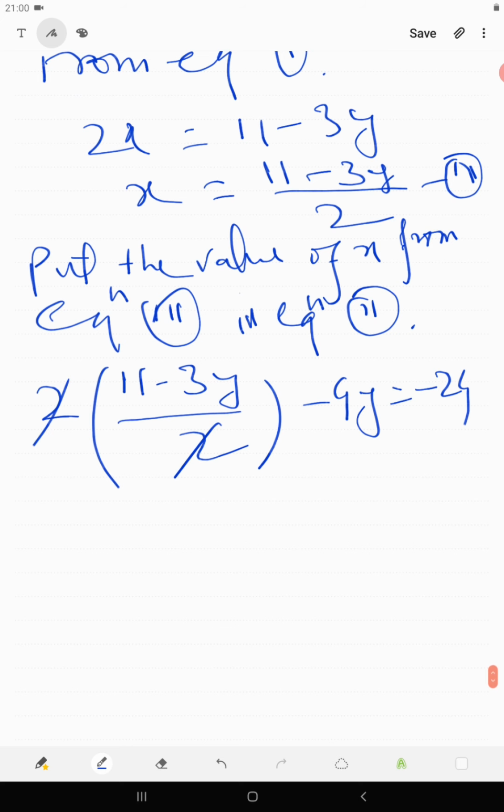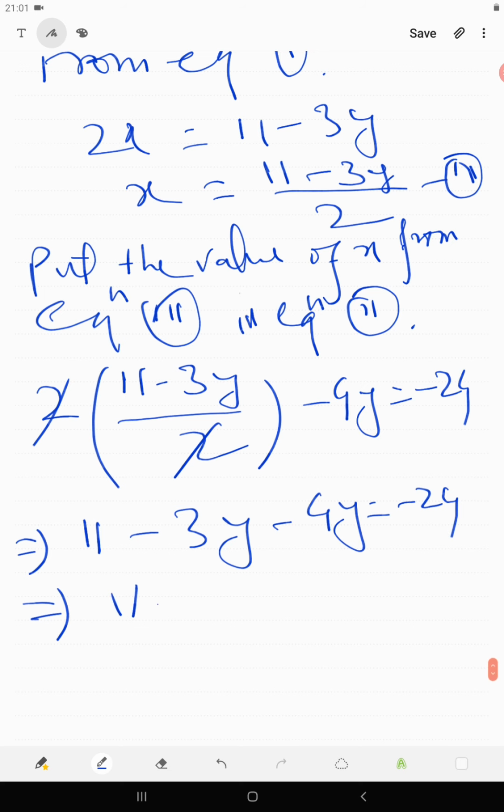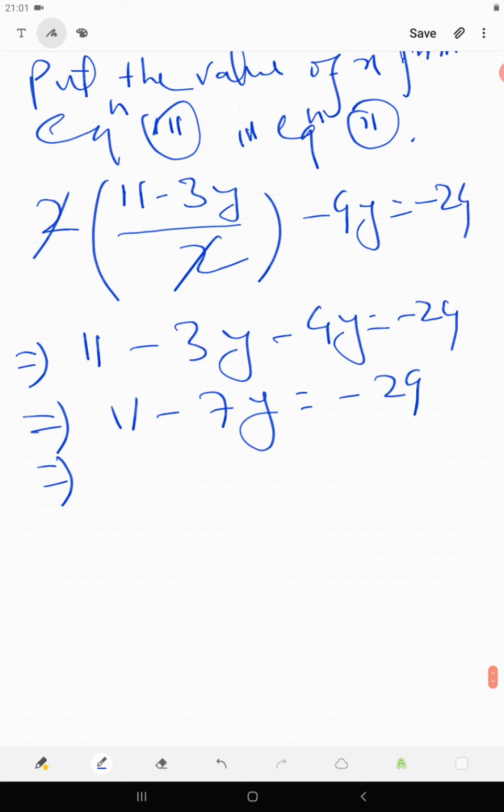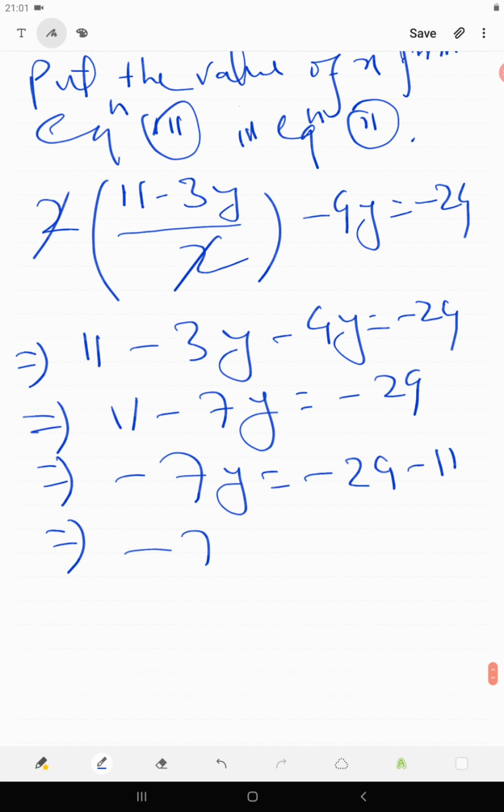Now 2 will be cancelled out. So what we are getting is 11 minus 3y minus 4y equals minus 24. So 11 minus 7y equals minus 24. Now we will take this constant 11 to the right hand side. So 11 is positive on the left hand side. When we take it to the right hand side, it will become negative. So minus 7y equals minus 24 minus 11. So minus 7y equals, now both are minus, so write minus and then add it.